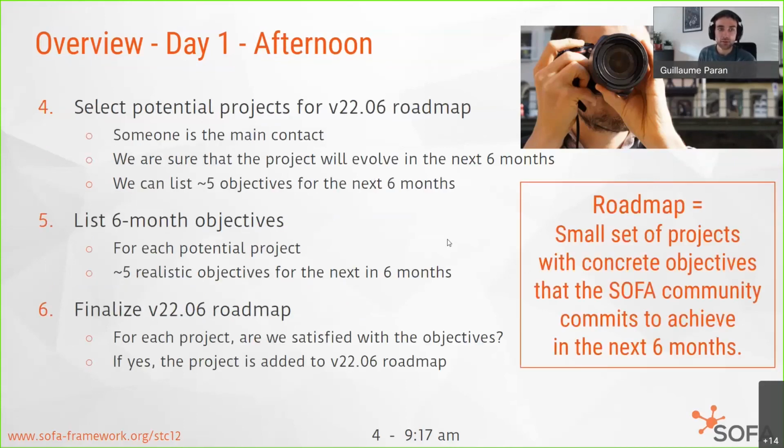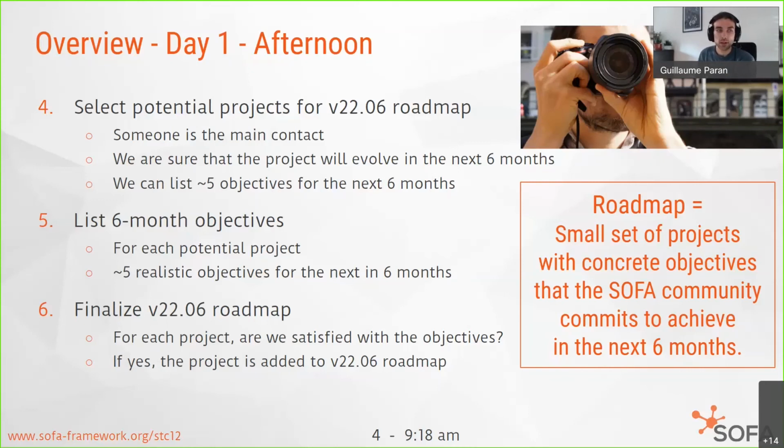This afternoon will be dedicated to defining the next roadmap. So this is very important for us, for the consortium and for the whole project, to announce what we want to do in SOFA and where we want SOFA to be in 6 months. It's very important for the community. It's very important for us too, because we want to make sure that everyone is okay, moving in the same direction.